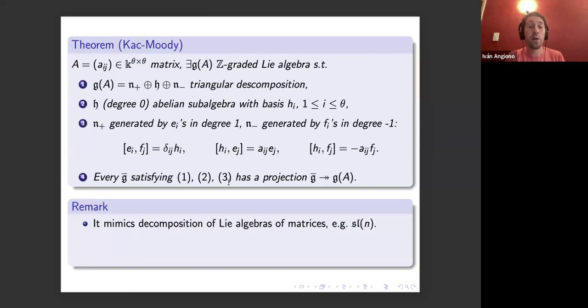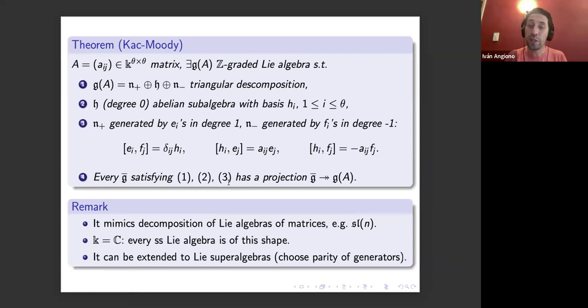And essentially what we are doing is we are mimicking what we can see for the algebra of matrices. SL_n has a positive part, a negative part, the upper triangular matrices, the lower triangular matrices, and the diagonal part. This is what we are mimicking here. And probably you know that over the complex numbers, every semi-simple Lie algebra is of this shape. Kac-Moody started with this construction as an efficient way to construct all the semi-simple Lie algebras. You can extend this construction to Lie superalgebras.